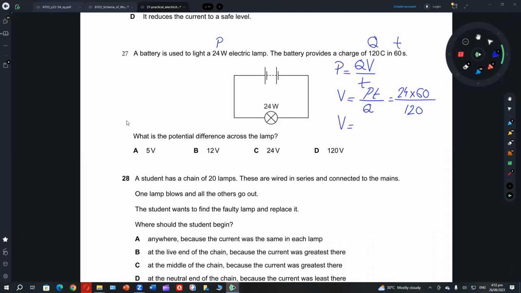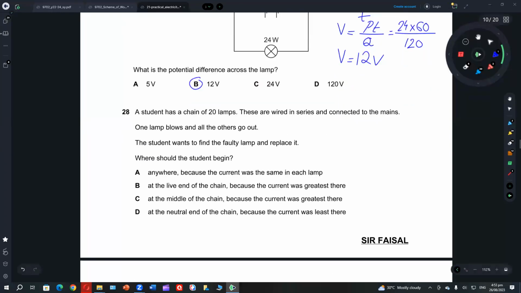I think the answer will be 24 times. So, yeah, what did you get when you calculated this value? What answer are you getting? 24 into 60 upon 120. It should be 12. Yes, 12. Yeah, I'm getting 12.